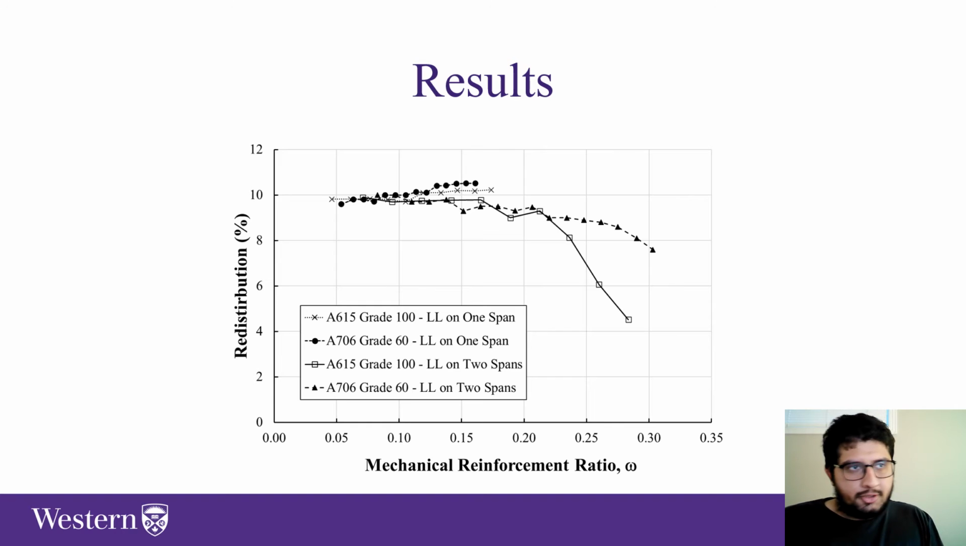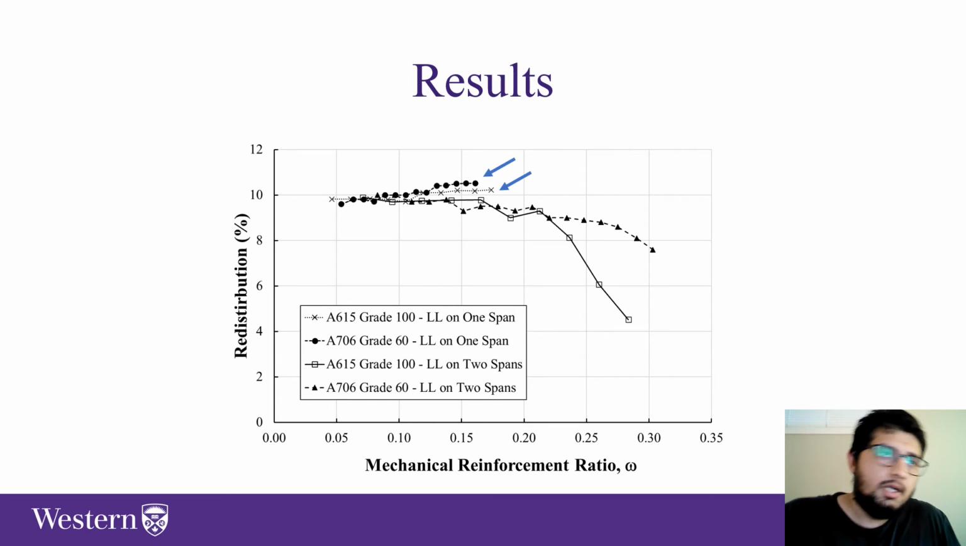So this figure is showing the results. On the vertical axis, we have the total moment redistribution in beams reinforced with A615 grade 100 and A706 grade 60 steel, and it has a concrete compressive strength of 70 MPa. On the horizontal axis, we have mechanical reinforcement ratio.